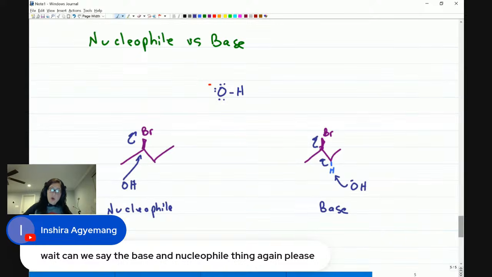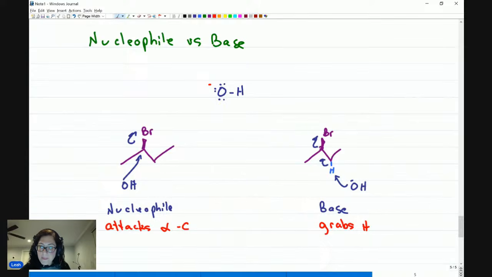Some molecules will be only nucleophiles. Some will be only bases. But really, you're looking at how it reacts and how it attacks. So very good question. Let me know if that makes sense. The base is something that grabs a hydrogen. The nucleophile is the one that attacks the alpha carbon. That is the difference between them.